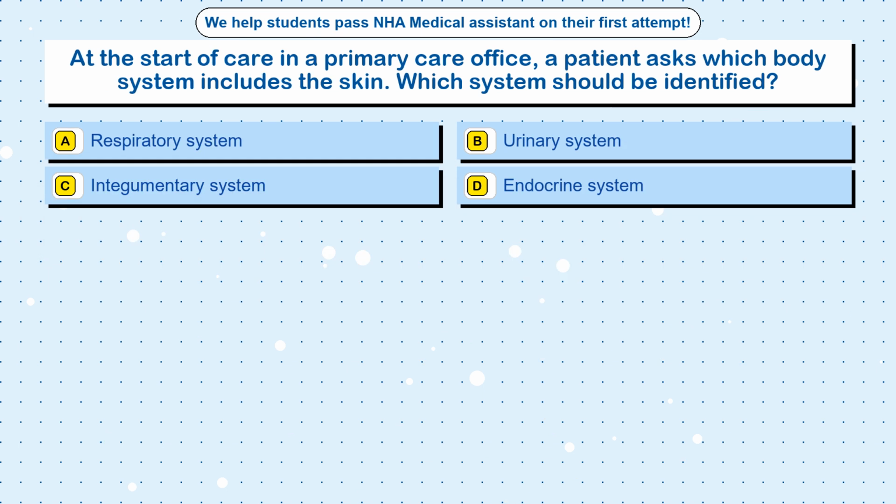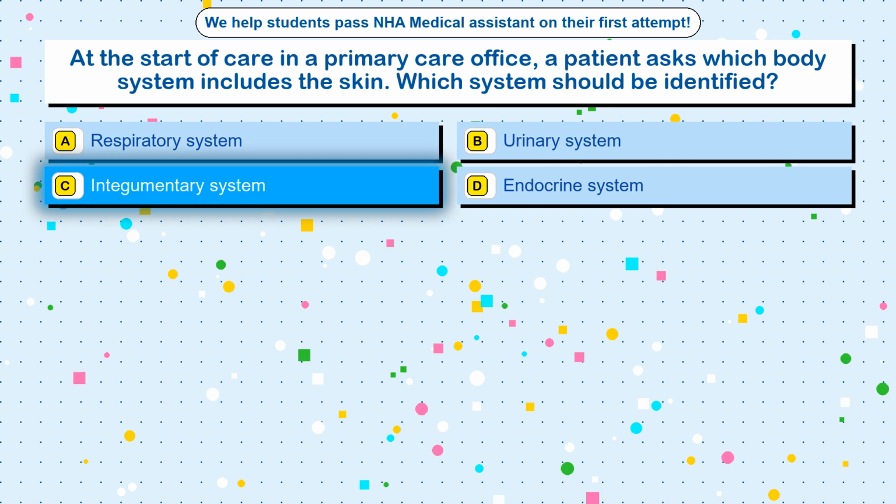Question 12. At the start of care in a primary care office, a patient asks which body system includes the skin. Which system should be identified? Option A. Respiratory system. Option B. Urinary system. Option C. Integumentary system. Option D. Endocrine system. The correct answer is option C.